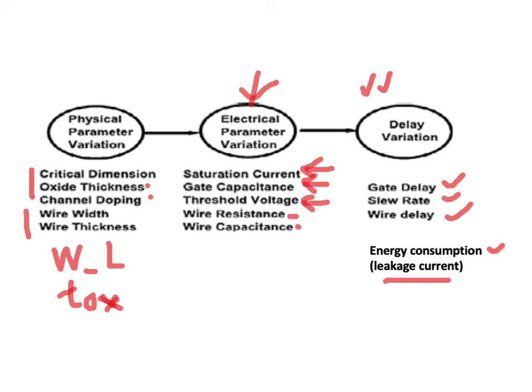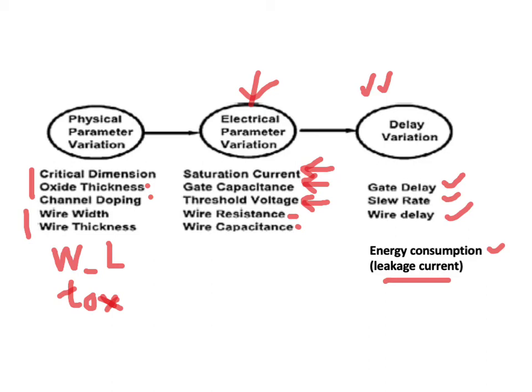digital circuit. So in summary, physical variations, that is variations in the actual dimensions of the geometrical features in a digital circuit, cause electrical parameter variations in the transistors and the wires, and this leads to variations in delay and energy consumption.